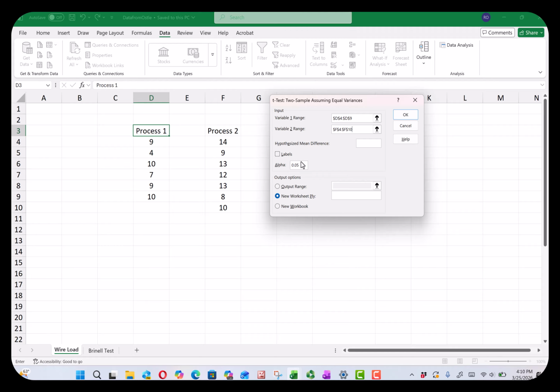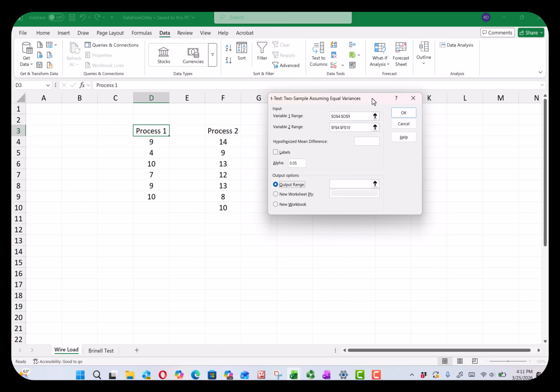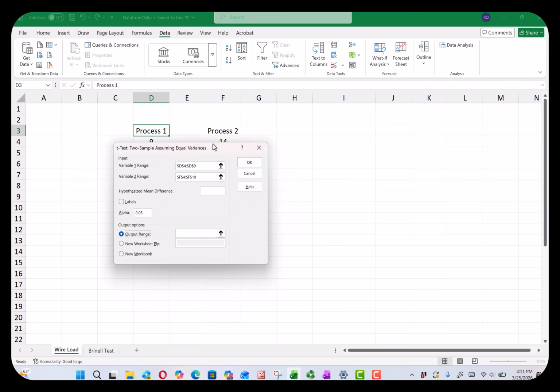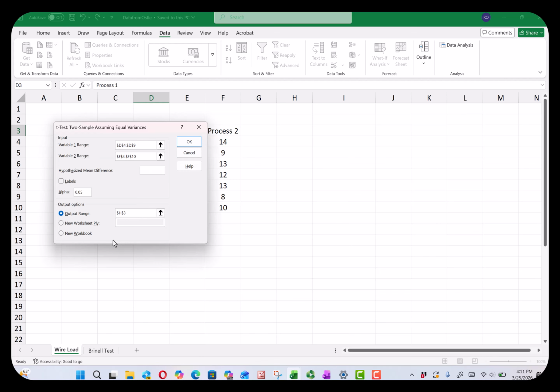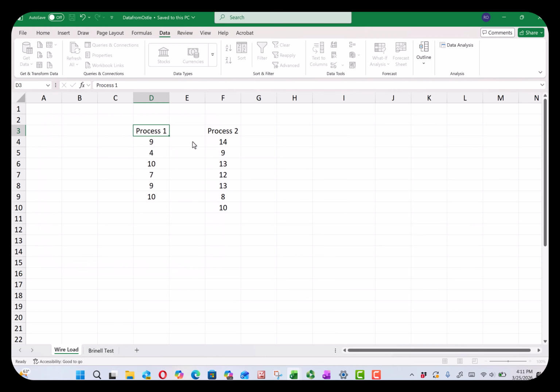The alpha level can be adjusted. It defaults to 0.05. And the output range comes up. If you don't do something different, it will put the results on another worksheet. We want to keep it on this same page, so I select the output range, click on the arrow, and put these results right here on this page. From there, all you do is say go.